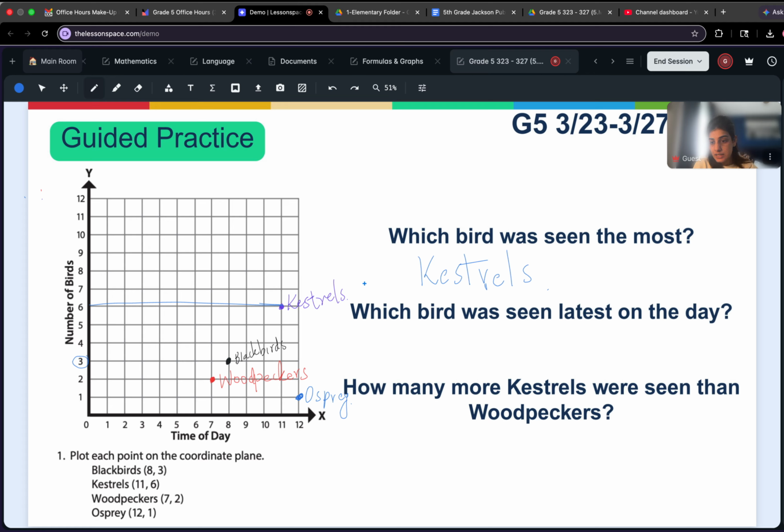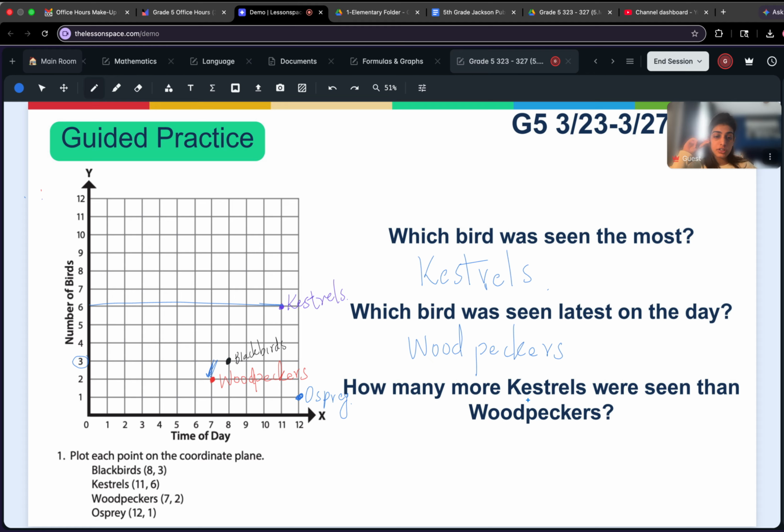Okay, which bird was seen latest on the day? Okay, so if we move along the x-axis from 0 towards the right, we encounter woodpeckers first, right? So this is the bird that was seen earliest in the day, exactly at 7. The others were seen at 8, 11, and 12 respectively. So woodpeckers it is.